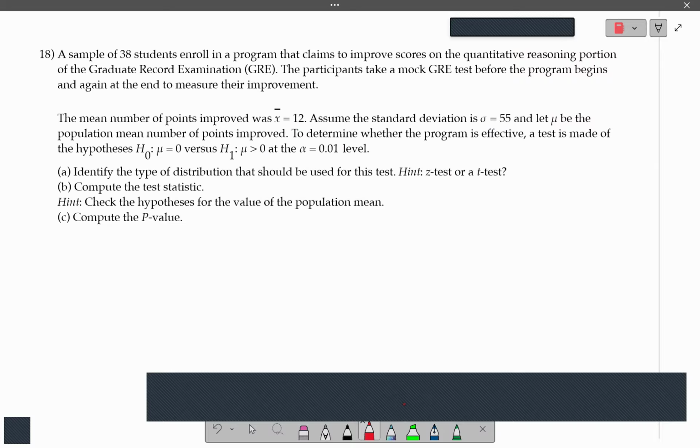What we said? Z-test. Why? Because n equals 38, greater than 30, and sigma equals 55, which is known, right? Okay. Let's go to B.